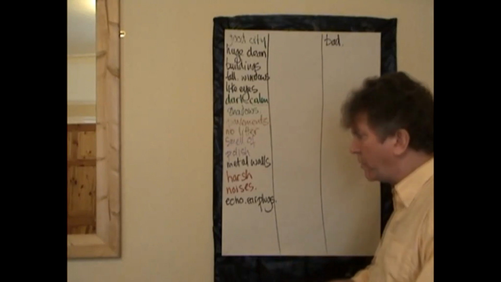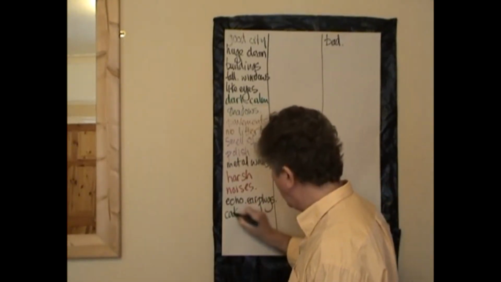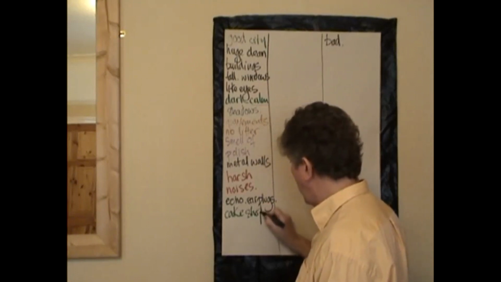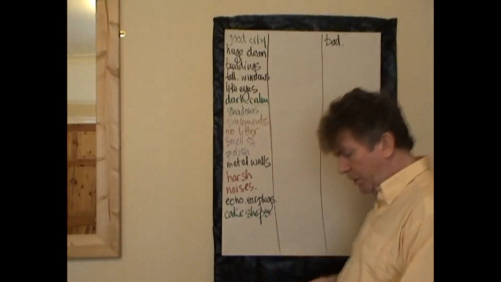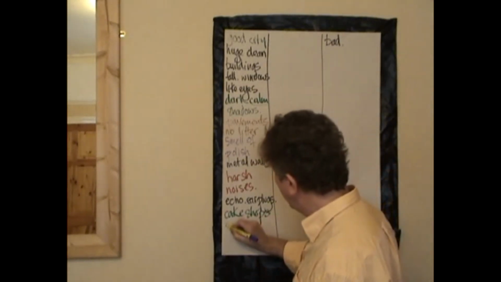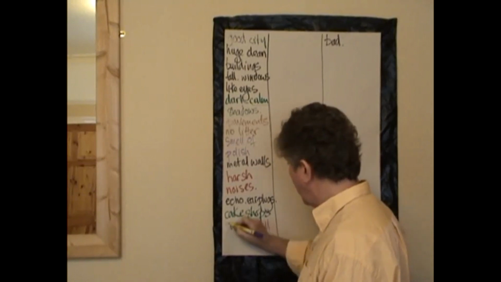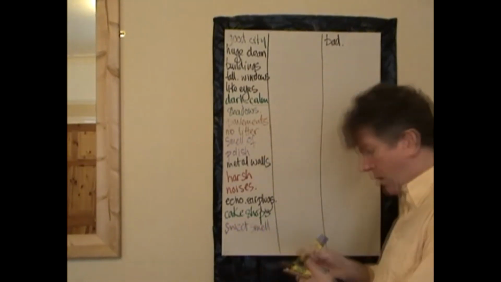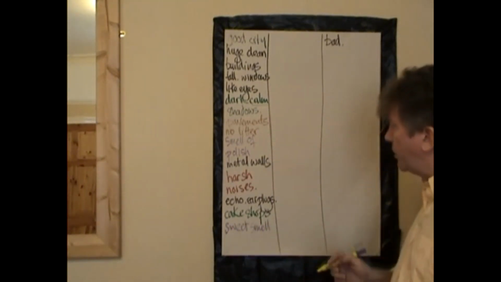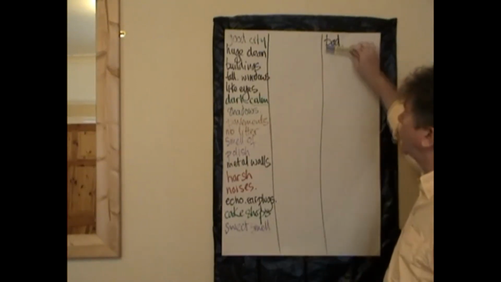Shops. What kind of shops are we going to have? Well, let's make it so that, say, cake shops. And a sweet smell. Remember, use all of the senses. A sweet smell in the air, in amongst all that. Well, that's a really good description of the place. We know what it's like. It's huge, it's clean. Where's it going to finish up?